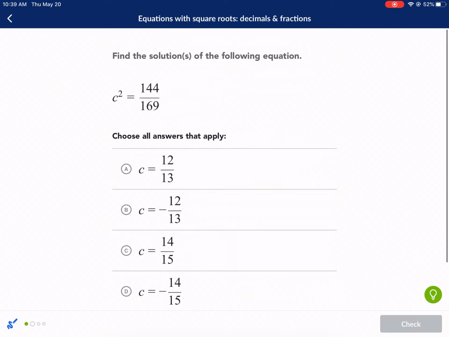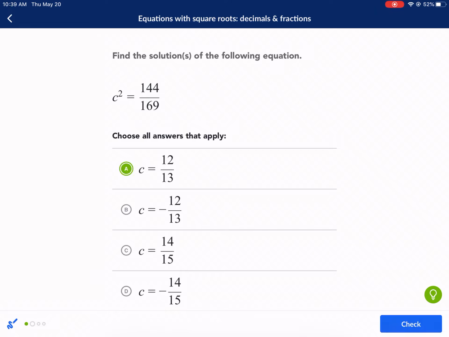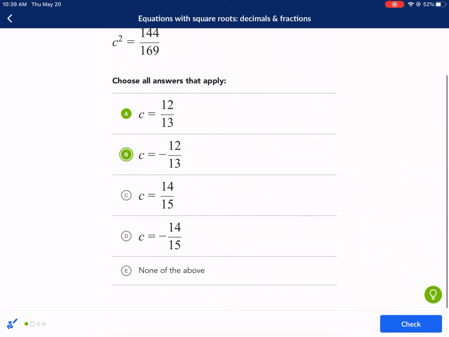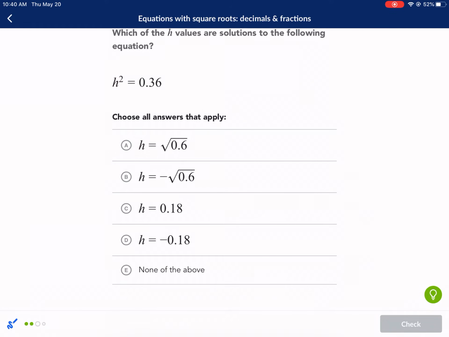Next one. Find all the solutions. Let's start here. It's already written as a fraction for us. Bingo, we like that. We're going to take the square root. We can separate it, is what I mean to say. And that's 12 over 13. Big key component. Remember, when you take the square root of both sides, plus or minus. So you have plus or minus. We're going to choose all that apply. Boom, boom. Not 14 over 15. That's completely different. And we're good with plus or minus 12 over 13.